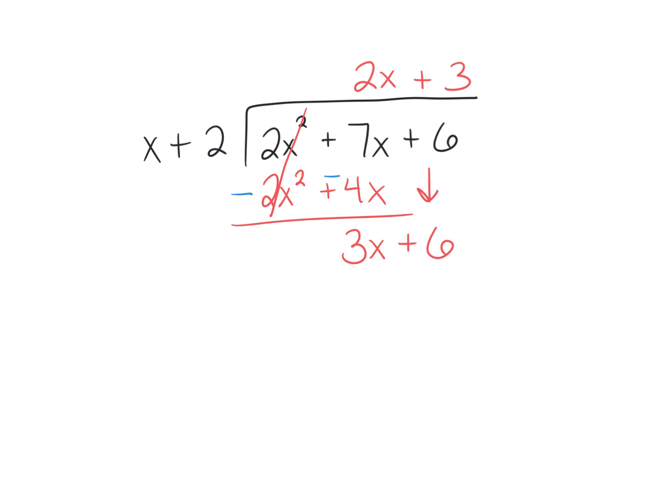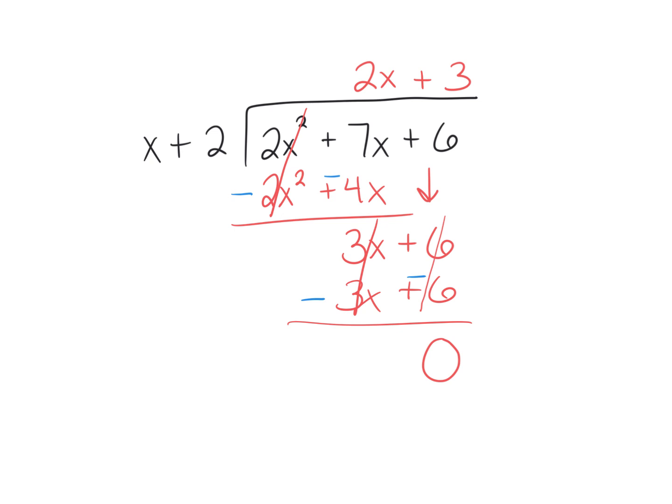So now what do I do? Multiply. 3 times x is 3x. 3 times 2 is 6. What do I do next? Subtract. Take that subtraction sign through. What happens to the x's? Gone. What happens to the 6 minus 6? Gone. So what do I have left? I have 0.